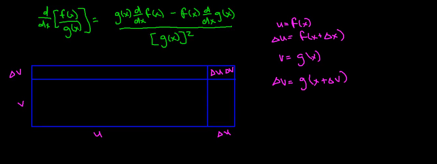I'm going to use the same rectangle method I used to get the product rule to get the quotient rule. And it works the same way, but instead of multiplying, I'm going to be dividing. So I've still got everything the same as I did last time. I have u, delta u, v, and delta v. u is f of x, v is g of x, and what I'm looking for is this part, delta u over delta v.